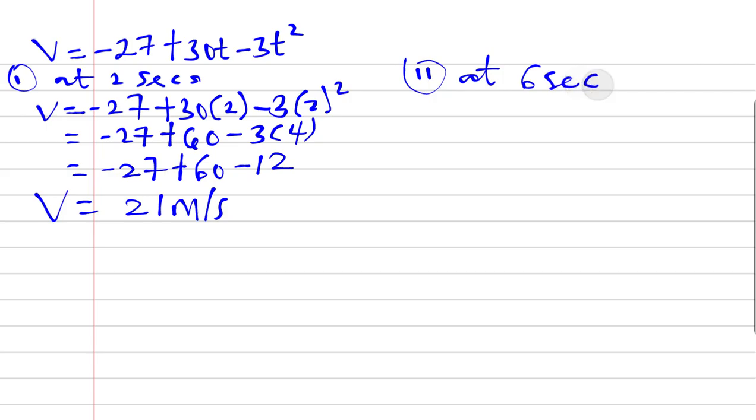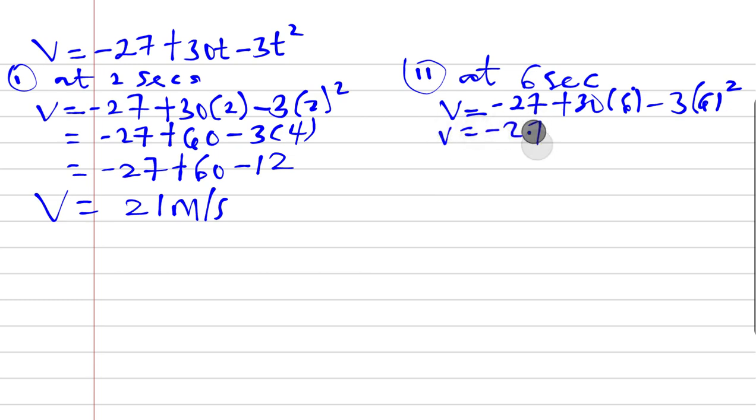And the second one says after 6 seconds. I'm sure now you can do this. After 6 seconds, v equals minus 27 plus 30 into 6, minus 3 into 6 squared. So v equals minus 27 plus 30 times 6, which gives us 180, minus 3 into 6 squared. Are you seeing that 6 squared is 36?